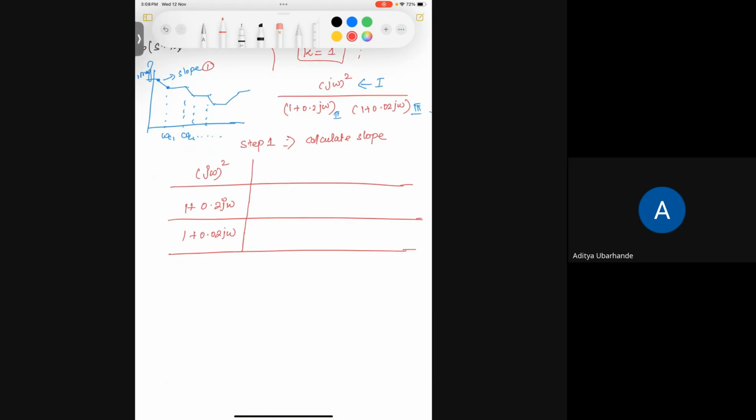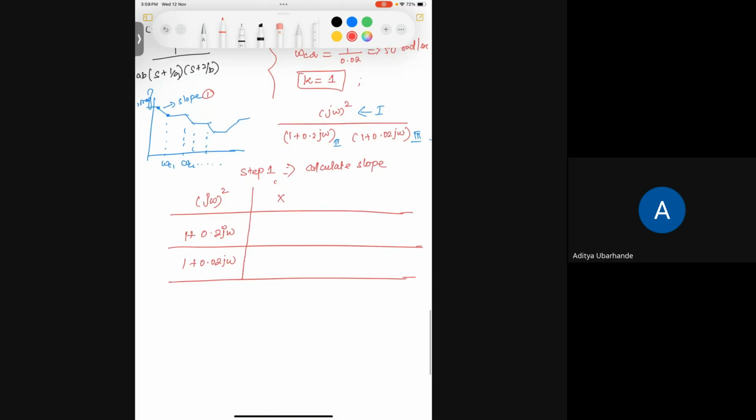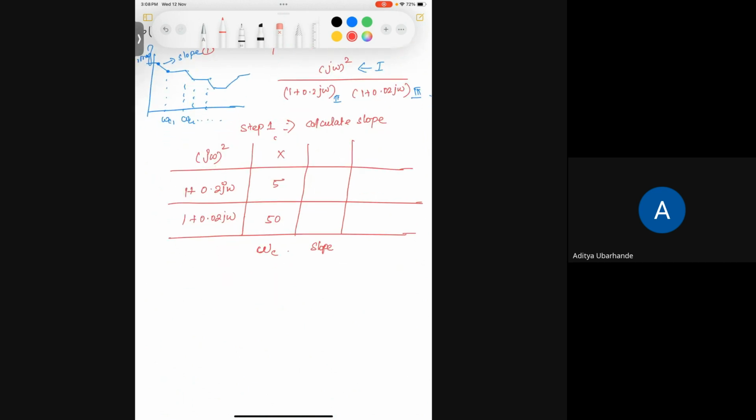Okay, we are going to find the corner frequencies. We already found there is no corner frequency for the numerator term. For this pole, we found the corner frequency is 5. For this one it is 50. The next thing I want to find is the slope. How to find the slope? That's why we did the warm up session.